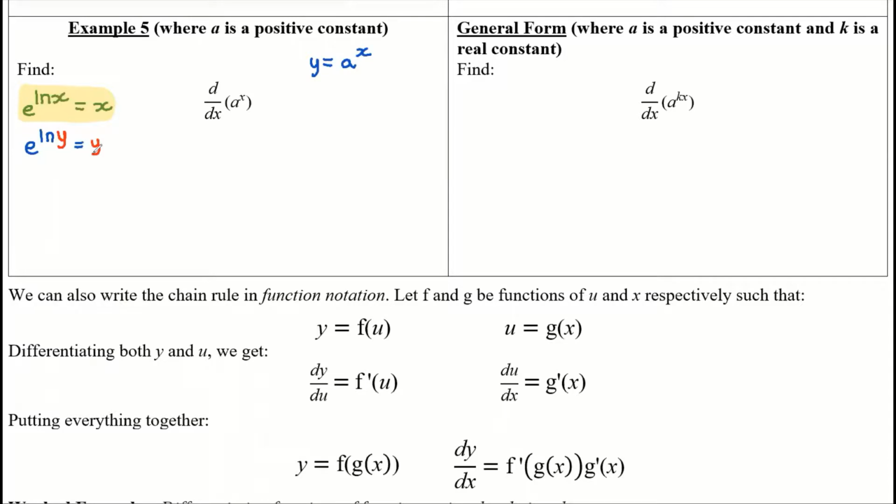All right, so let's carry on with this. I can now replace the y with the a to the power x as stated right here. So I'm going to replace the y's with a to the power x. So we have e to the natural log of a to the power x must equal a to the power x. And you'll be thinking, why are you doing this? You're making it look worse. Well, it will help us, trust me.